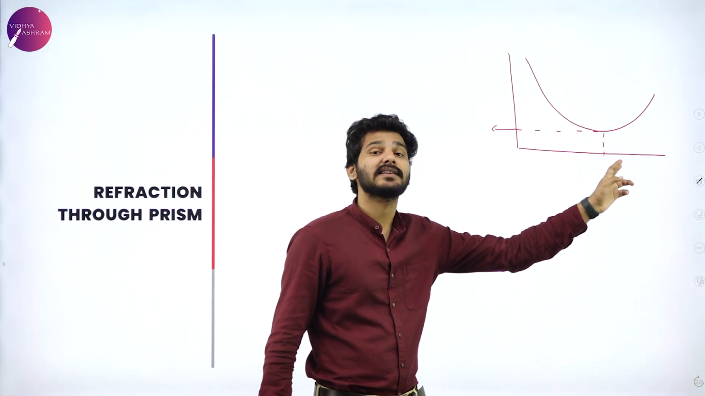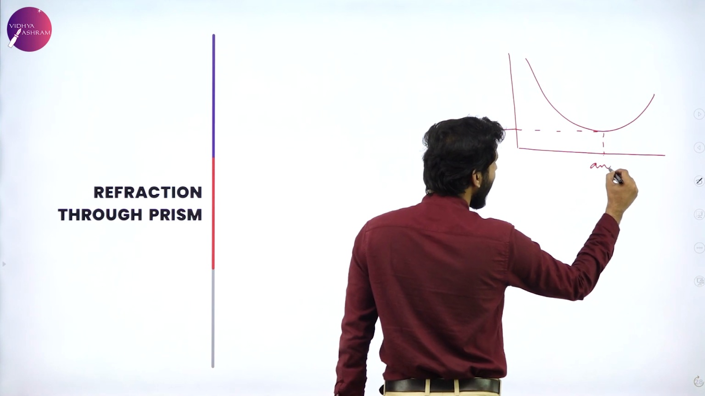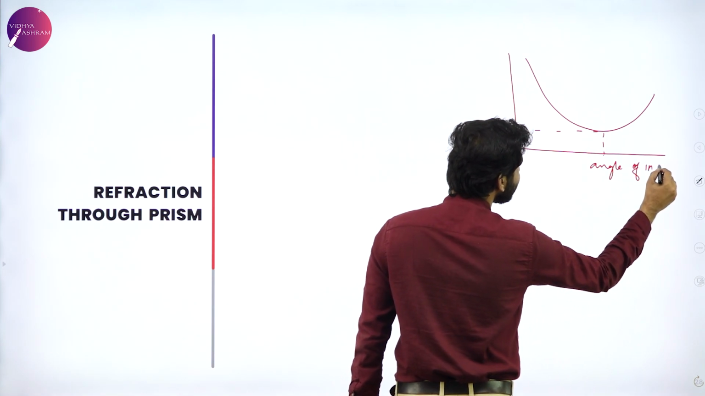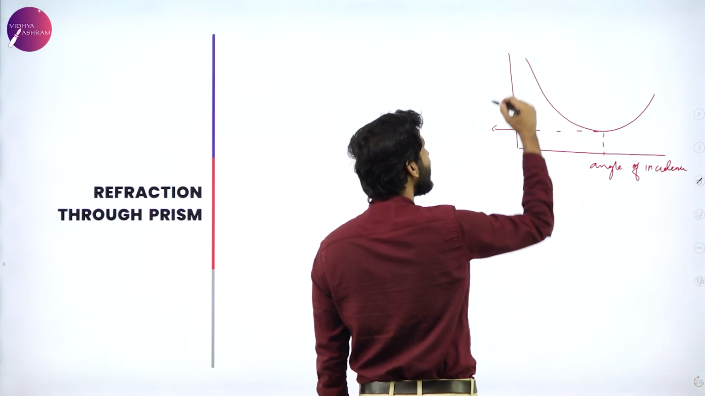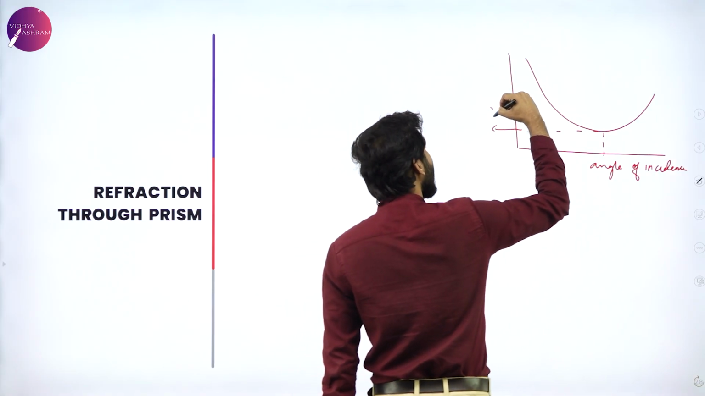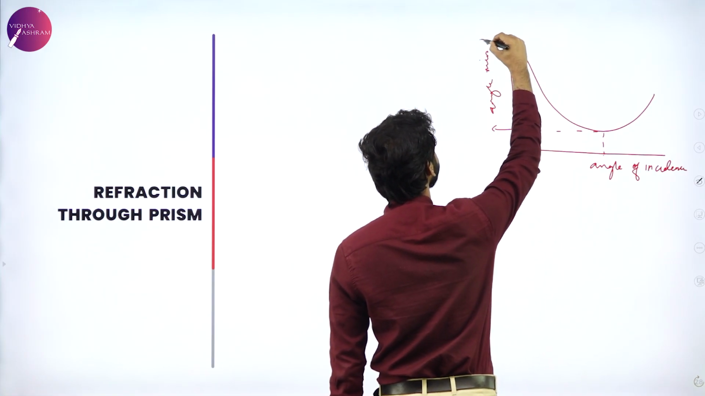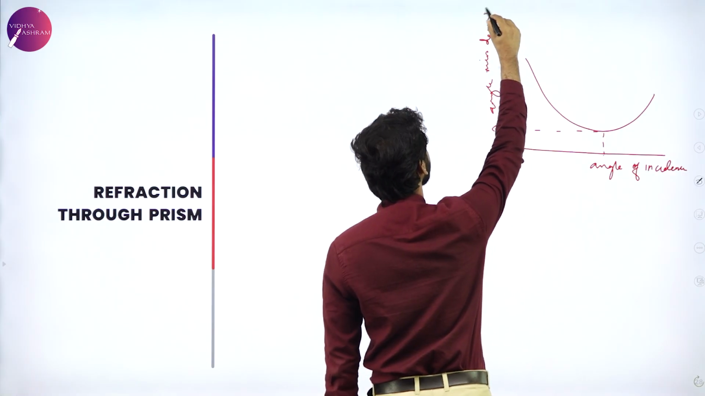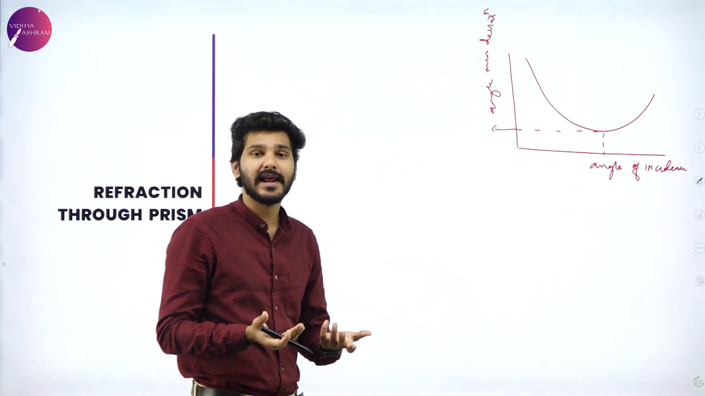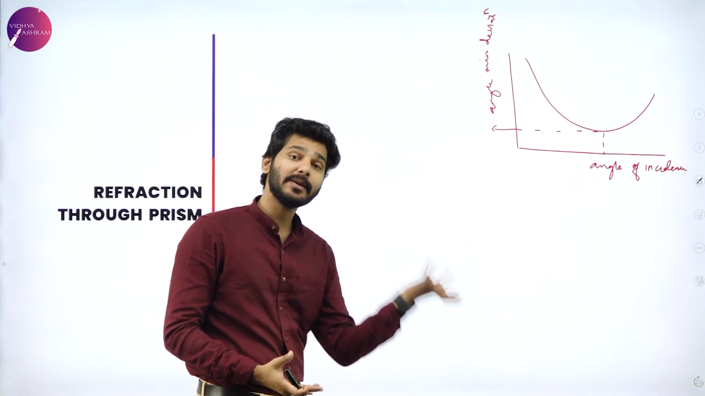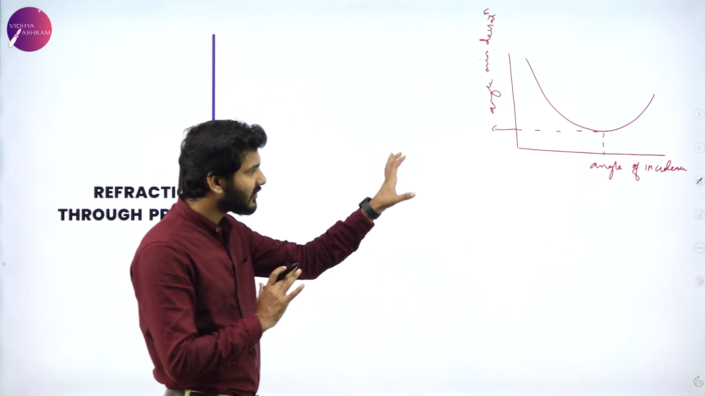This particular x-axis is nothing but angle of incidence. So this will be angle of incidence versus this will be the deviation curve, and this particular point is known as angle of minimum deviation. Okay, so angle of deviation is indicated by the Greek letter delta, and angle of minimum deviation is indicated by the capital letter D. But again, this will be the nature of the graph.